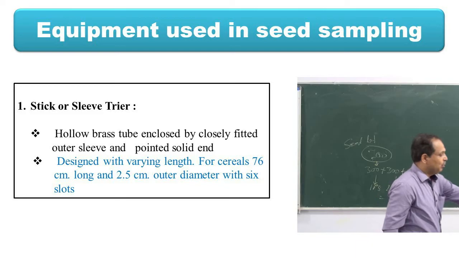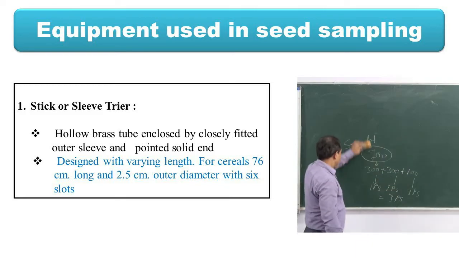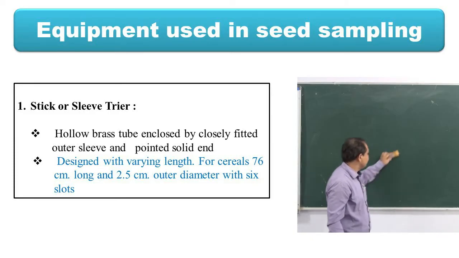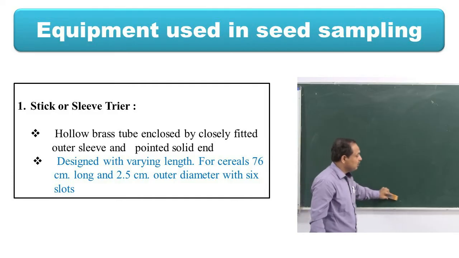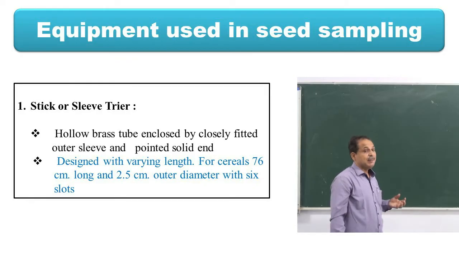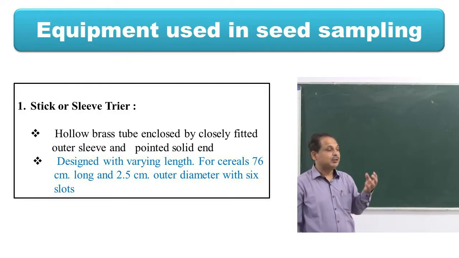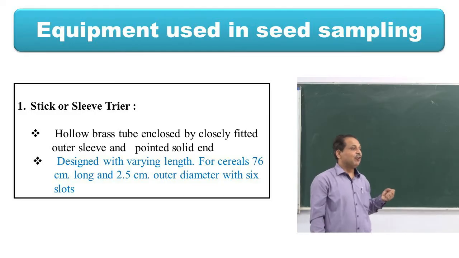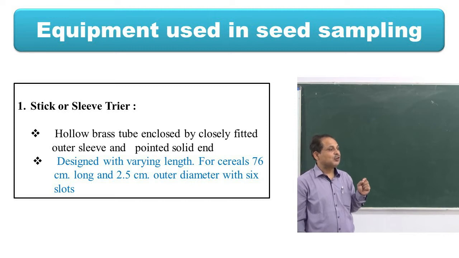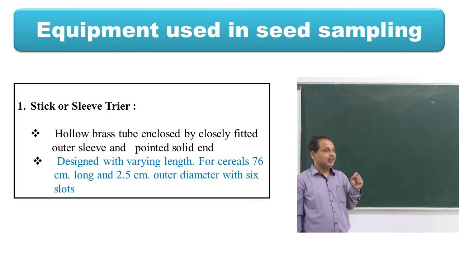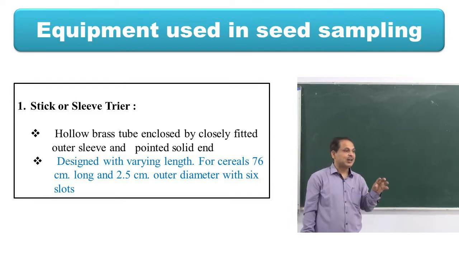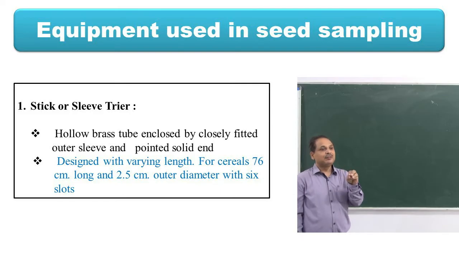Now, the next thing essential to know is how samples will be taken from the seed lots. These are the equipments used in taking the representative samples, the primary samples. Different equipments are used for seed sampling, and the first one is the stick or sleeve trier. This is an equipment used to sample from the seed lots.